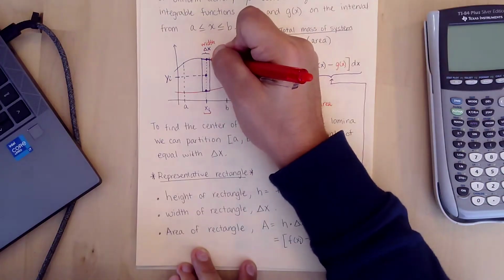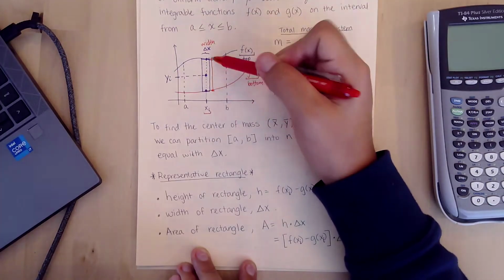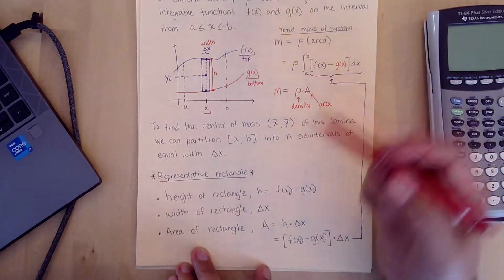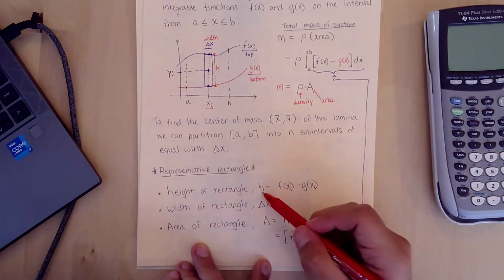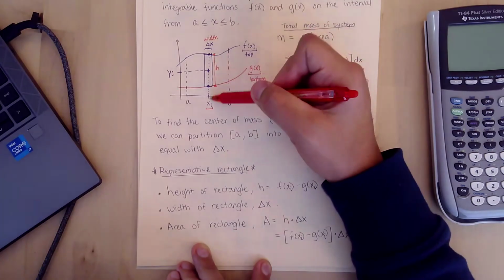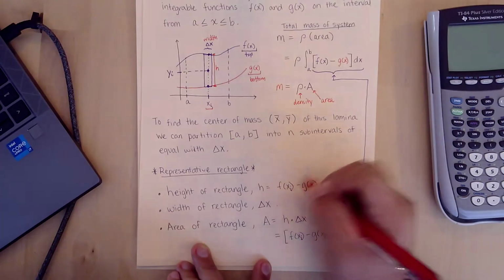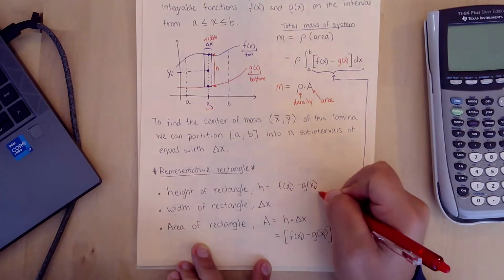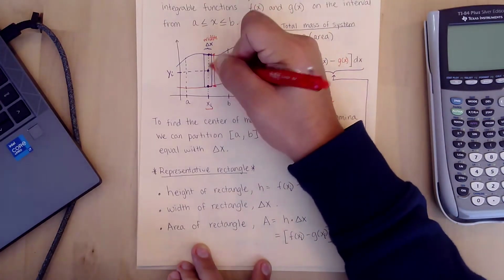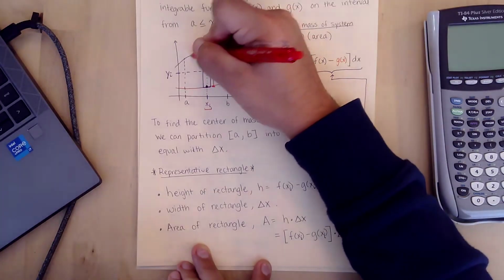The height of that rectangle from here to here is just representing the distance between that top function and this bottom function, right? So the height of our rectangle, h, if you want to think of it that way, for the ith rectangle, is just going to be f of xi minus g of xi, right? And that would give you basically the difference between these two y values here.